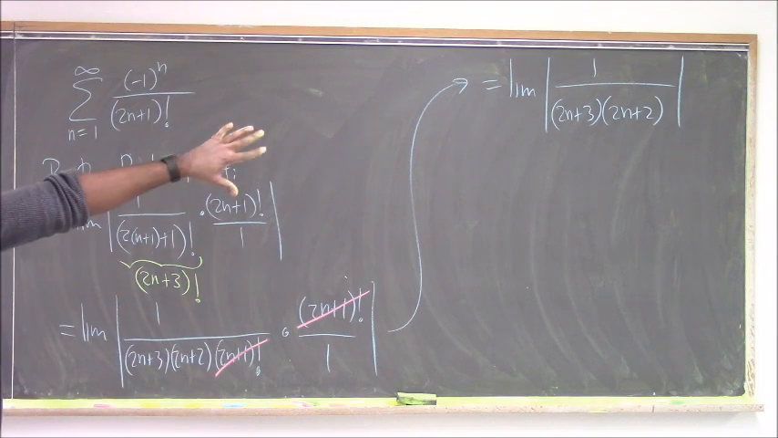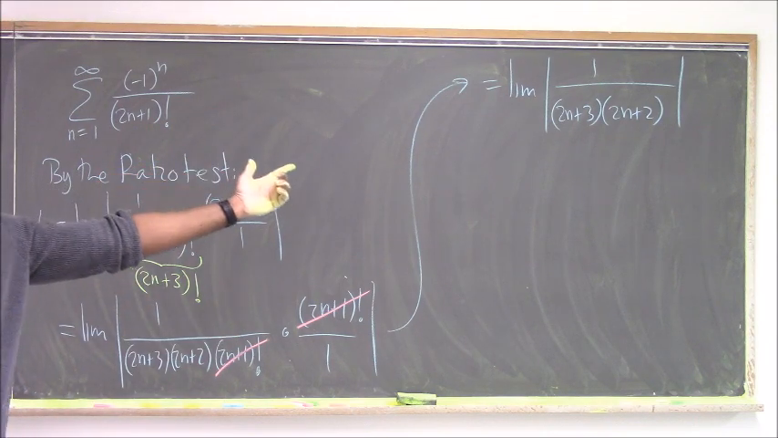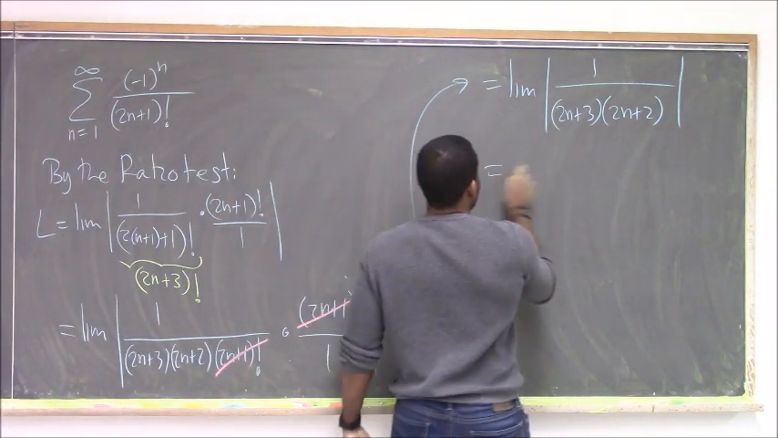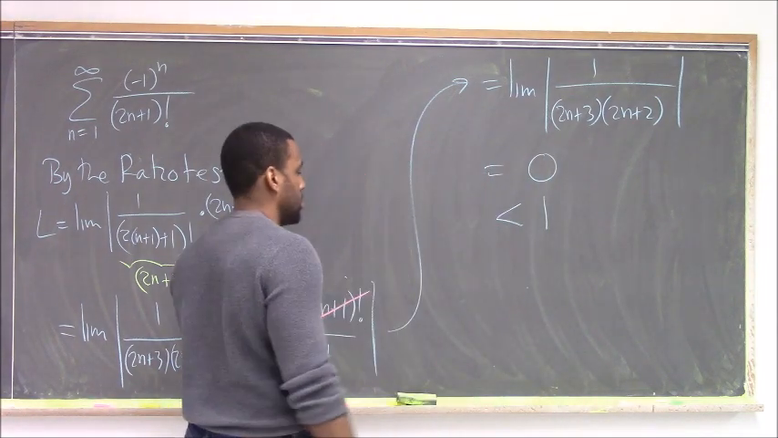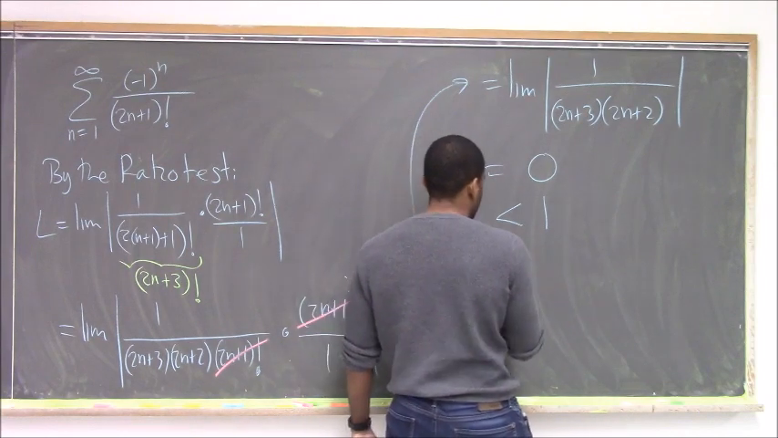So what actually happens now is, you know what happens now. That limit approaches zero, which is less than one. The series converges absolutely.